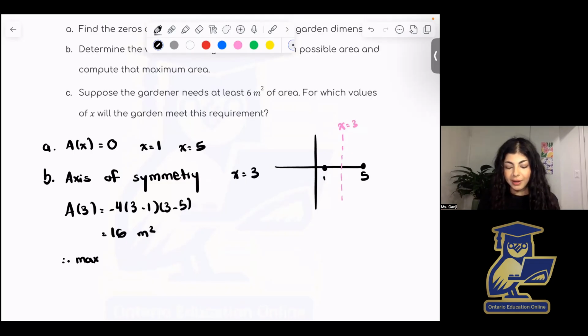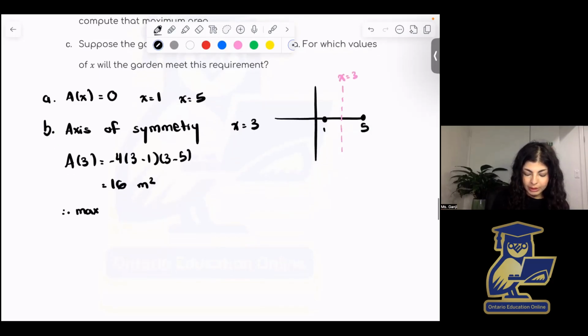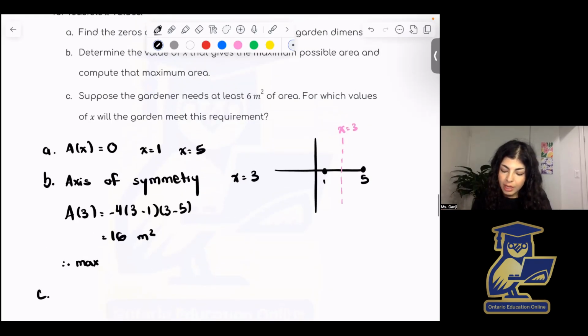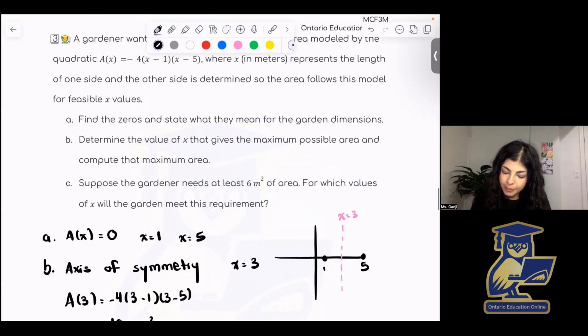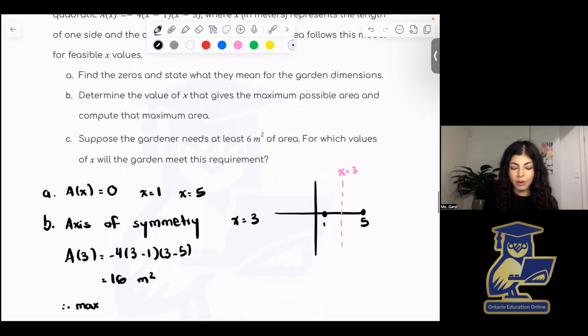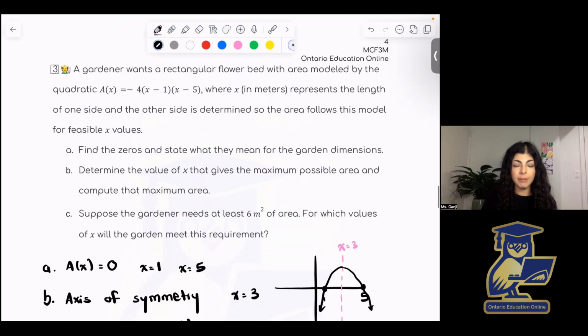Now, here we're asked, suppose the gardener needs at least 6 meters of area. For which values of x will the garden meet this requirement? So, similar to above, we want to set this function equal to 6. Again, just to have a little sketch, I know it's going to look like this. So, take a moment now, especially because we've seen the previous example, and try this on your own.